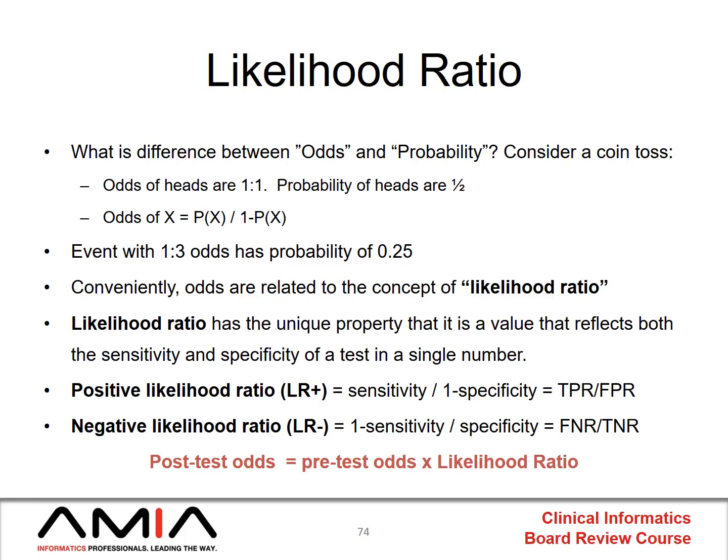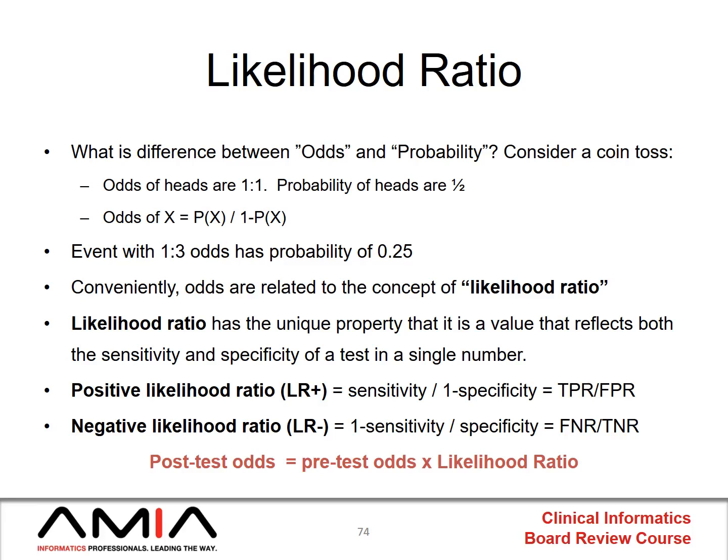The reason why we care about odds is because we have to use odds when we talk about something called the likelihood ratio. And the likelihood ratio is derived from sensitivity and specificity. It's a number that has this unique property that this one number reflects both the sensitivity and specificity of the test. So if you can imagine having one portable number to remember about a test, the likelihood ratio is the one you want. There's two flavors of it: the positive likelihood ratio and the negative likelihood ratio. The positive likelihood ratio is equal to the sensitivity divided by 1 minus specificity, or the true positive rate divided by the false positive rate. The negative likelihood ratio is 1 minus sensitivity divided by specificity, or your false negative rate divided by your true negative rate.